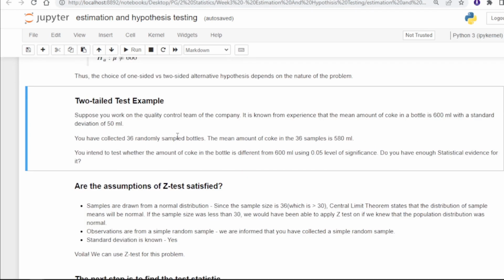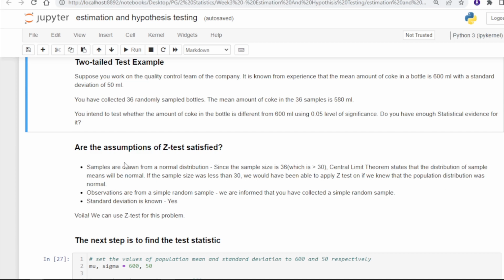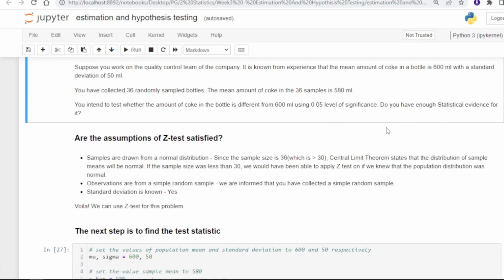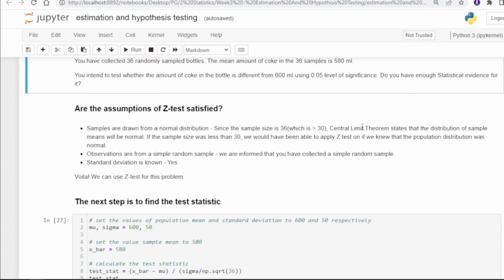Suppose you work on a quality control team at a company, and it is known from experience that the mean amount of Coke in a bottle is 600 ml with a standard deviation of 50 ml. You have collected 36 randomly sampled bottles. The mean amount of Coke in the 36 samples is 580 ml. You intend to test whether the amount of Coke in the bottle is different from 600 ml using a 0.05 level of significance. Do you have enough statistical evidence for it?